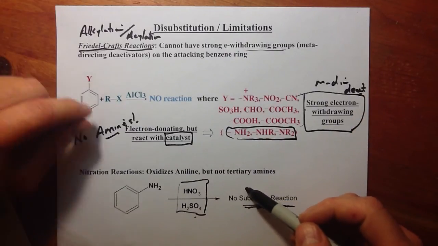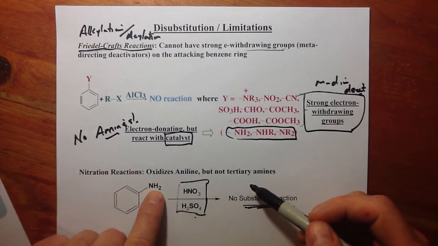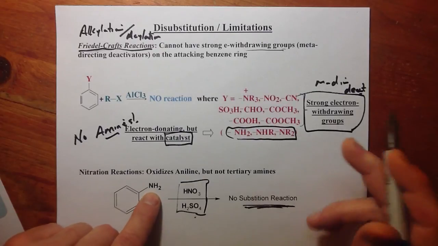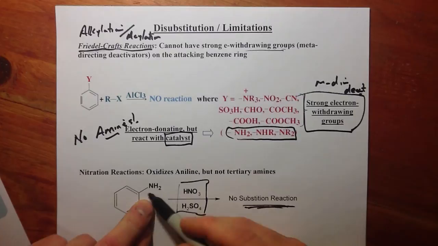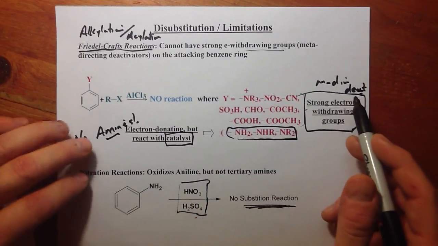Not tertiary amines. If we take that and have alkylation, I guess two methyl groups here, that's fine. But if you have an amine or just a hydrogen and a methyl group here, you can start to have some oxidation reactions that we don't want.